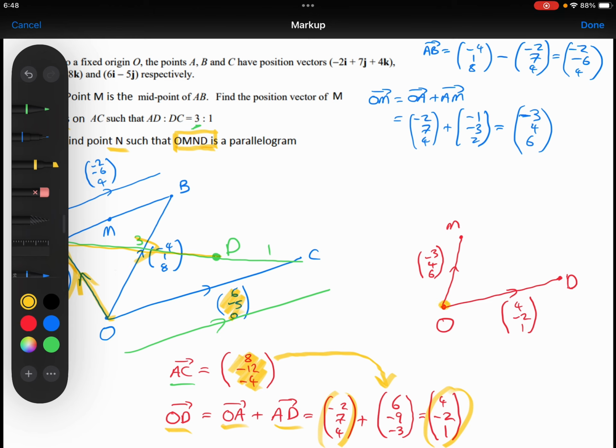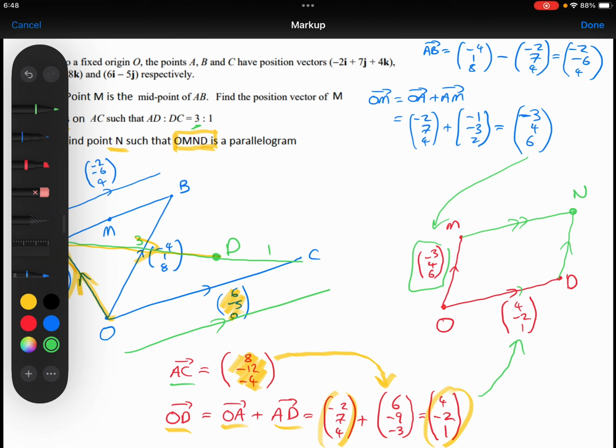So I've got O, M, already marked those on. I've not marked on N yet, so let me mark N on. N must be up here somewhere if it's a parallelogram. N must be there. I've already marked on the position vector of point M that we worked out in part A of the question, and I've already marked on the position vector of D that I've just worked out a moment ago.